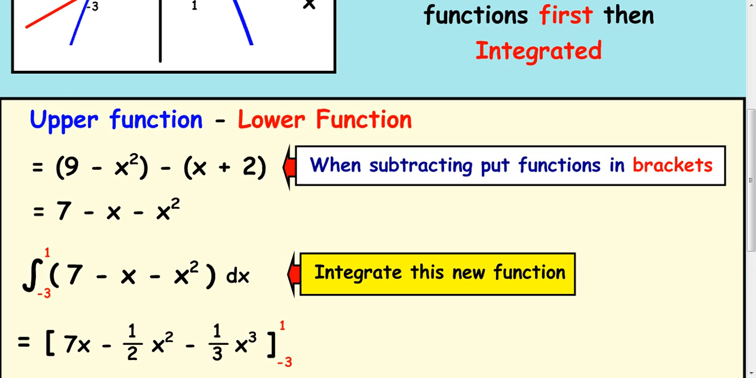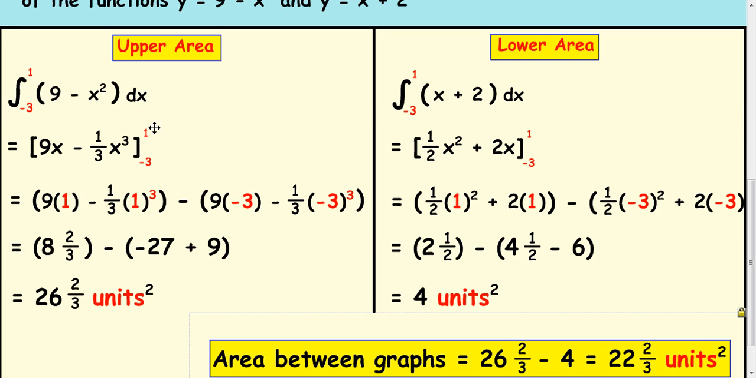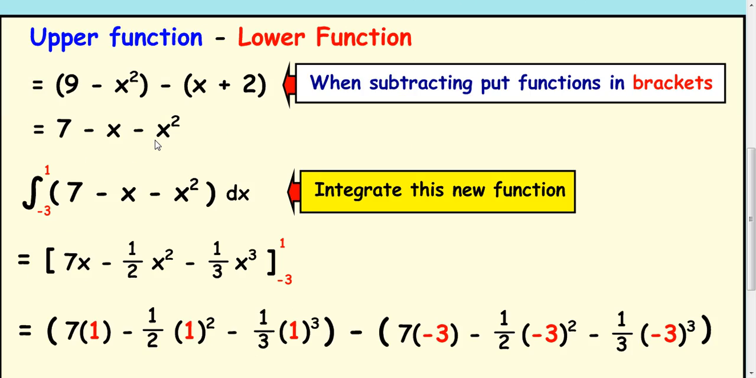And if you look back at this slower way of doing it, upper area take away lower area, we got 22 and 2/3. So two ways of doing this calculation. This one only involves one integration.